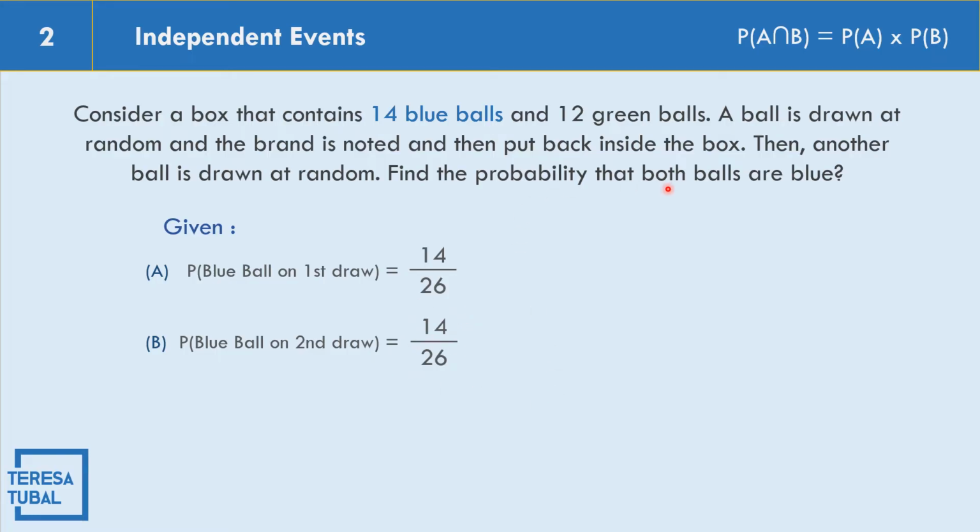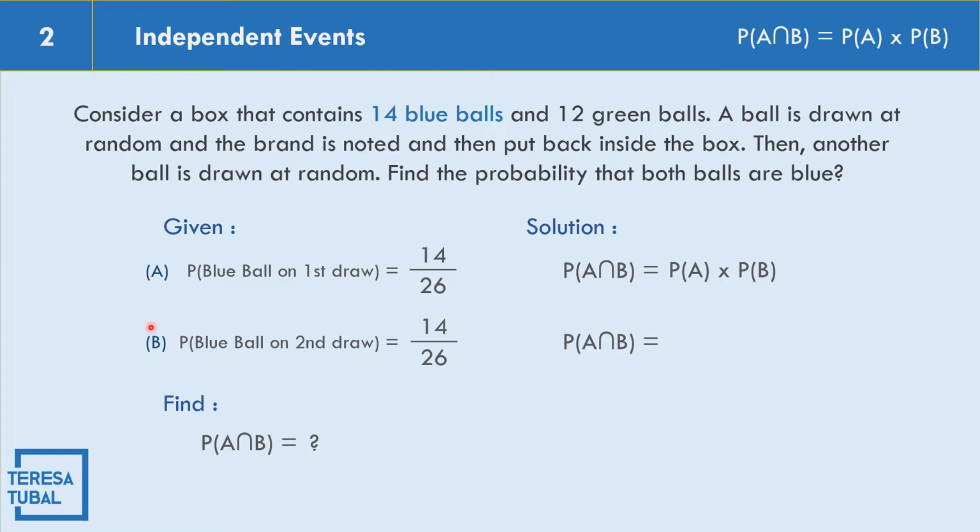Let us find now the probability that both balls are blue. So the probability of A intersection of B. The formula is probability of A intersection of B, equal to probability of A times the probability of B. The probability of the event A of the first draw is equal to 14 over 26, while in the event B, the blue ball on the second draw, that is equal to 14 over 26. So let us multiply. 14 times 14 is 196. 26 times 26 is 676.